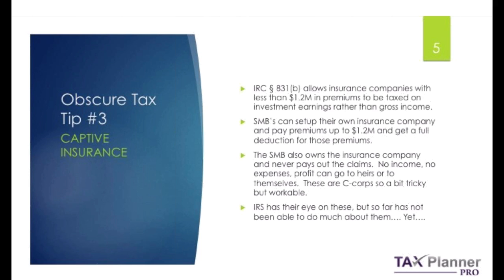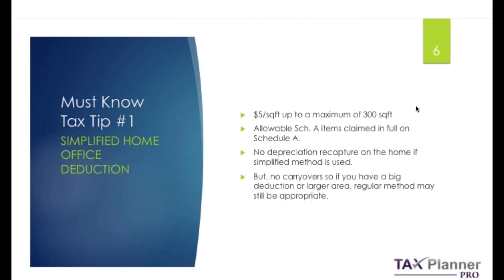Let's talk about some tax tips that are more reasonable. And this is must-know tax tip number 1, the simplified home office deduction. A couple of years ago, they implemented this. This is $5 a square foot that you can show, kind of like a safe harbor almost, up to 300 square feet of home that a client uses for business.